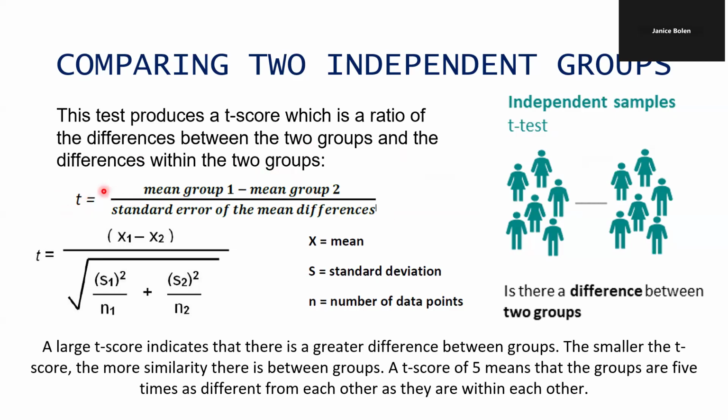Now, what does the t-value represent? A large t-score indicates that there is a greater difference between the groups. That is, the smaller the t-score or the t-value, the more similarity there will be between the groups. For example, a t-score of 5 would indicate that the groups are 5 times as different from each other as they are within each other. So that is how we give meaning to the value of t that we will be generating in JASP.